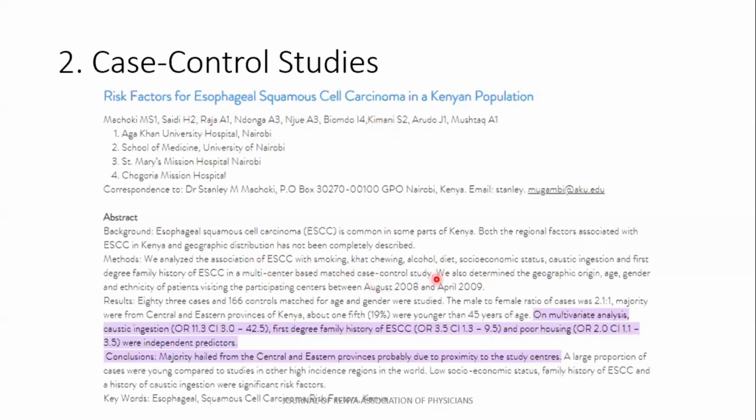So the cases had the outcome of interest, which was esophageal squamous cell carcinoma. The controls did not have the outcome of interest, but they had almost similar exposures. Yeah, so the cases were matched in a ratio of 2.1 to 1. And after the analysis was done, it was noted that caustic ingestion, first-degree family history of esophageal squamous cell carcinoma, and poor housing were independent predictors for who will get esophageal squamous cell carcinoma.